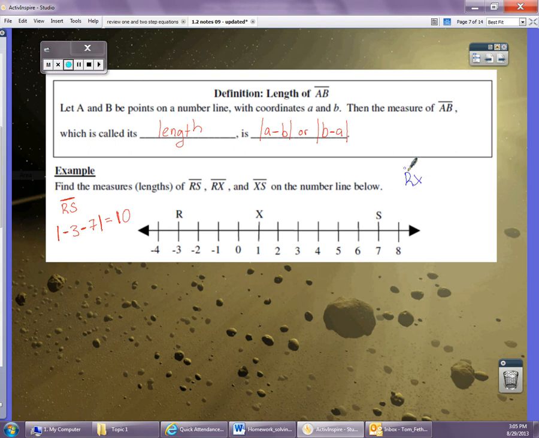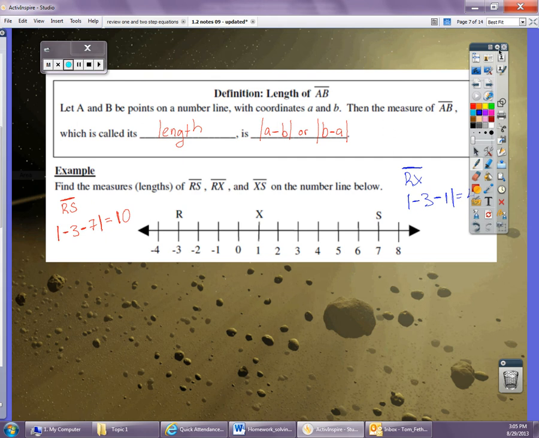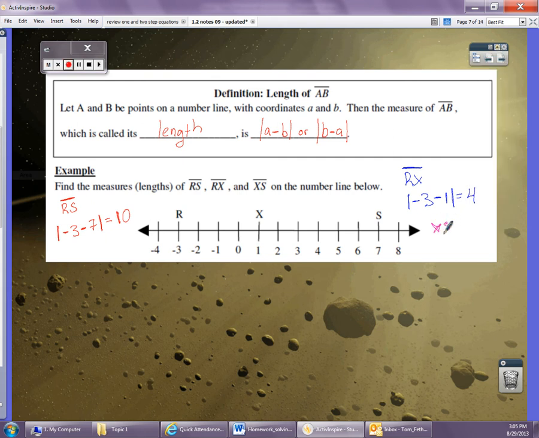Now RX. R is negative 3, and X is 1, so we want the absolute value of negative 3 minus 1, which gives us the absolute value of negative 4, which will be positive 4. And then the last one is XS. X is 1, S is 7, so the absolute value of 1 minus 7 is negative 6, and the absolute value of negative 6 is positive 6.